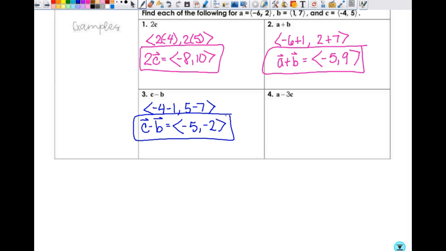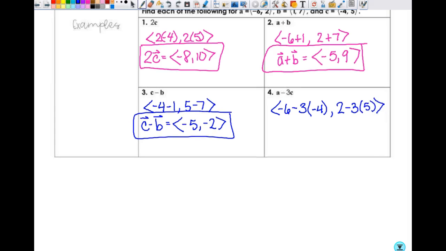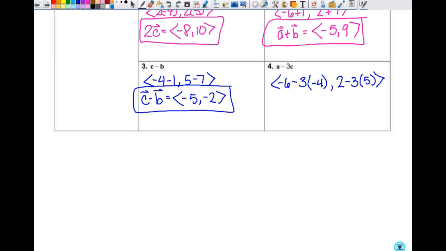All right, so number 4 isn't necessarily any more difficult. I'm just going to show you how to make sure that we know how to write things in there. It's a minus 3c. So a is negative 6 minus 3 times the first one, and c is negative 4. Then you have to have that comma. Then it's going to be 2 minus 3 times 5. And then there doesn't have to be any extra steps, but if you feel like there needs to be so that you don't mess anything up, that's up to you. But probably don't need to.